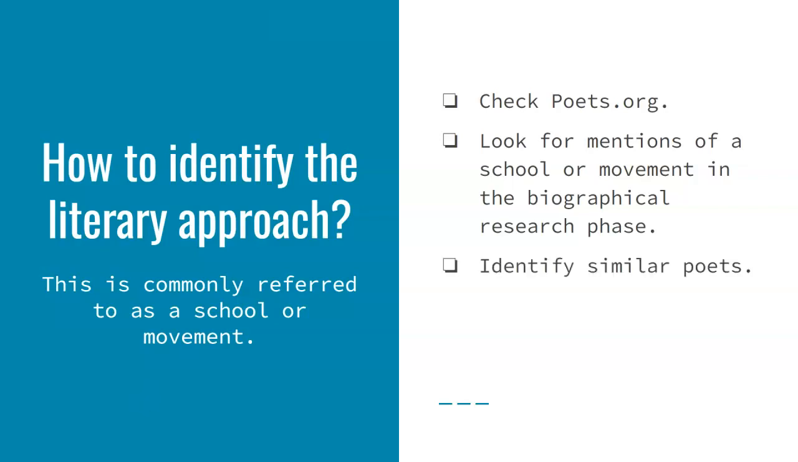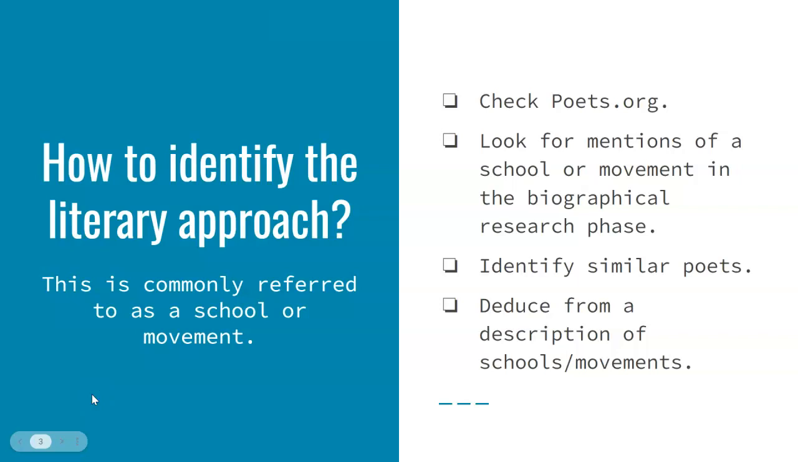You can identify similar poets. When you research your poet, if you find names of other contemporaries or similar poets, you could then look up those poets to see if there's information about the school or movement they wrote in. It is likely that your poet is also in the same school as their contemporary.